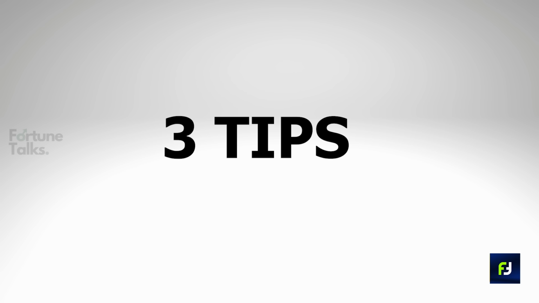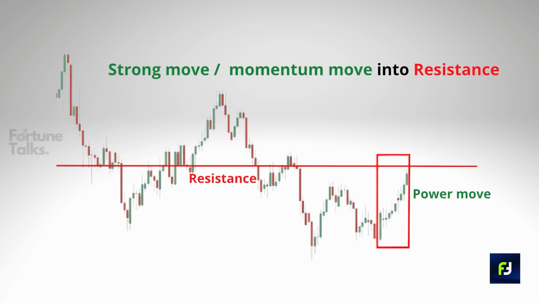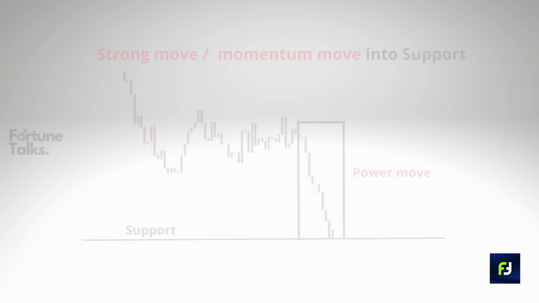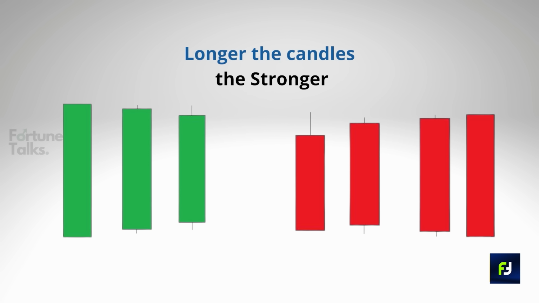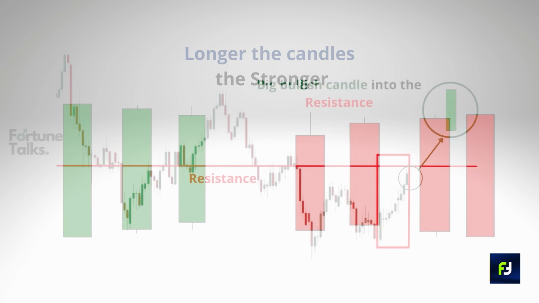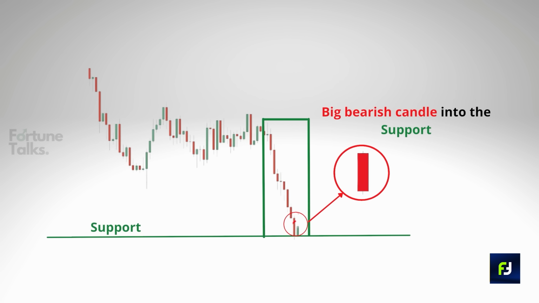In order to trade reversals, I want to share with you a few tips to bear in mind. The first and foremost thing is that you want to see a power move or a momentum move or a strong move into the market structure. Now what this means is that if you have drawn an area of support or resistance, you want to see a strong move into the level. By strong move, I mean big or large bodied candles, which in turn means that for an area of resistance, you want to see a strong bullish candle coming into the area of resistance. And in case of a support level, you want to see a strong bearish candle coming into the support.